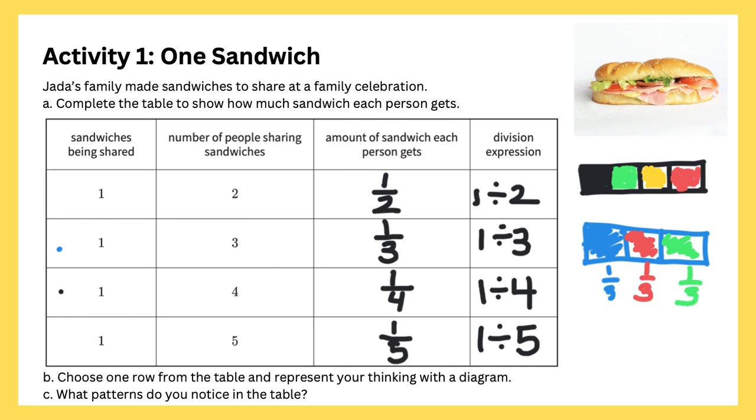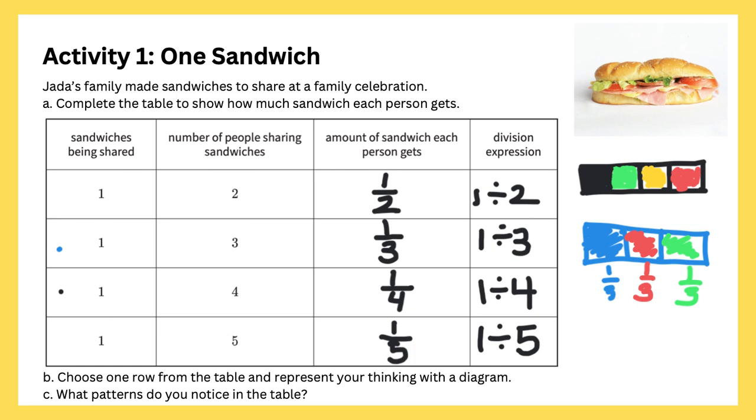All right, so that's how we would represent this division situation. And then C says, what patterns do you notice in the table? Well, I noticed that each one of these is a unit fraction, meaning that we have a 1 in the numerator. I noticed that the denominator is going up a number, so it goes 2, 3, 4, and 5.